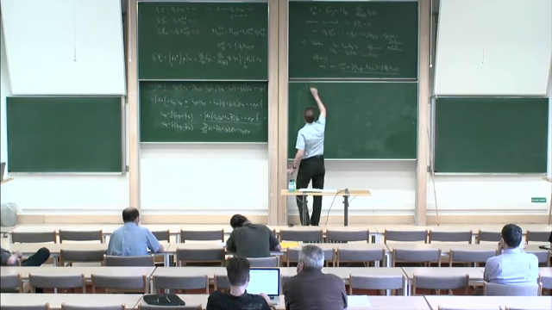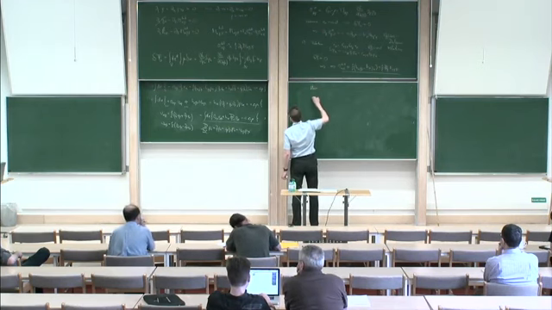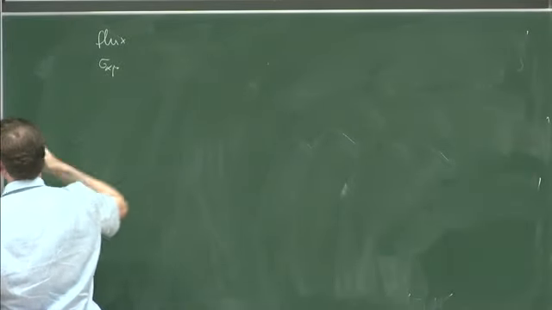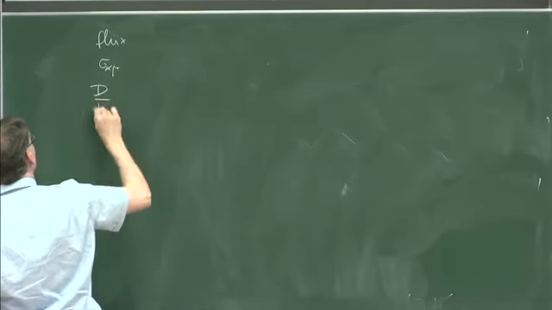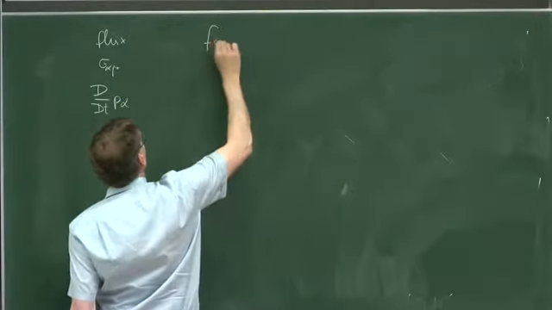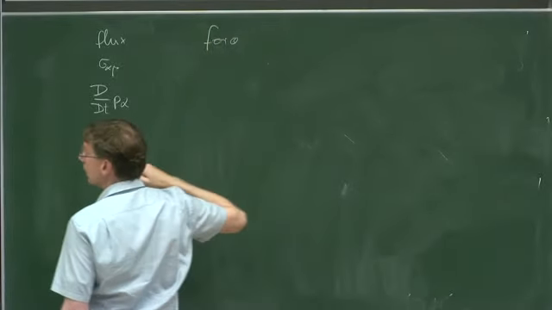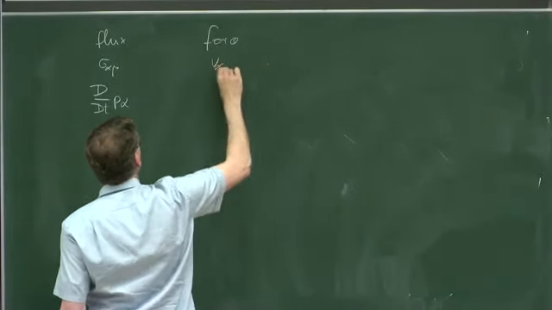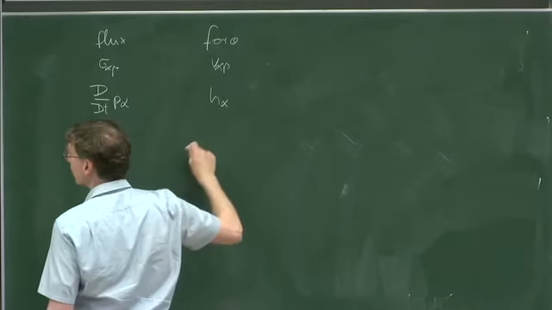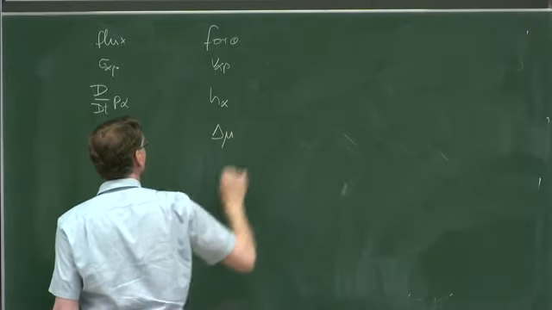And so I have my fluxes. The fluxes should be sigma alpha beta, d by dt p alpha, and r. And the conjugate forces would be v alpha beta, h alpha, the molecular field, and delta mu.